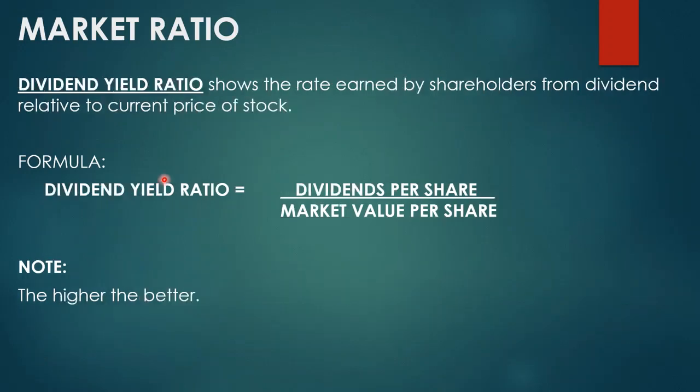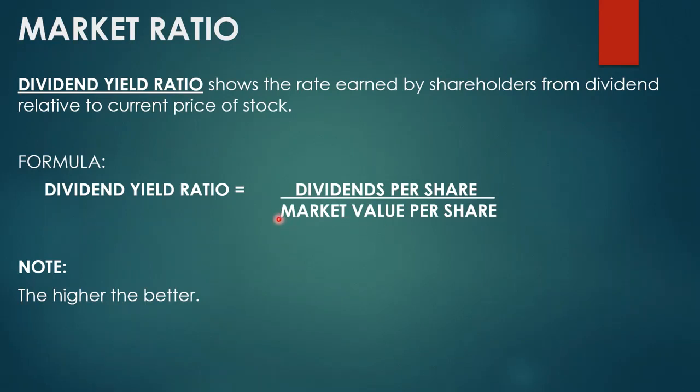And punta naman tayo kay dividend yield ratio, which shows the rate earned by shareholders from dividends relative to market price per stock. So, ang formula niya is dividend yield ratio is equals to dividends per share divided by market value per share. The higher the better. So, the market value per share is the amount that the investors are willing to invest into the company per share.